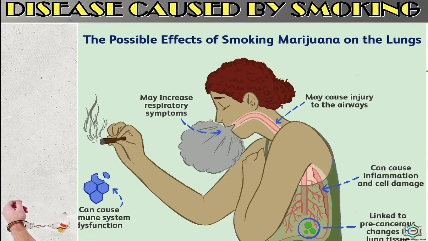Now here you can see the possible effects of smoking marijuana on the lungs. According to this, smoking marijuana may increase respiratory symptoms, may cause injury to the airway, can cause inflammation and cell damage linked to precancerous changes in lung tissues, and can cause immune system dysfunction.